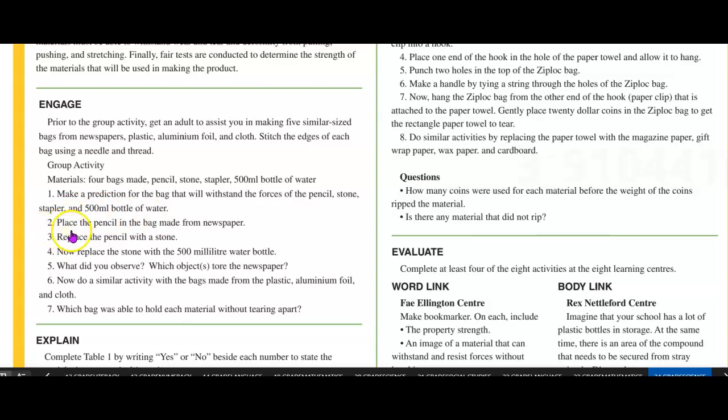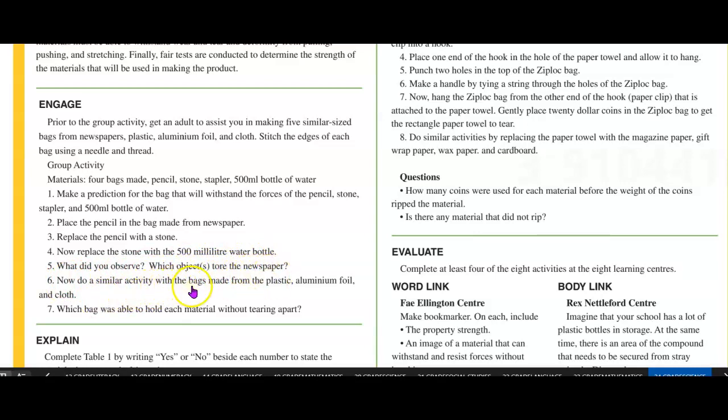So let's place the pencil in the bag made from the newspaper. Replace it with the stone. Now place the stone with the 500 milliliter water bottle. What did you observe? Which objects tore the newspaper?